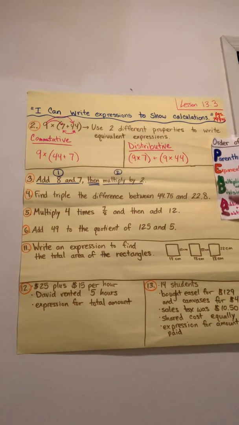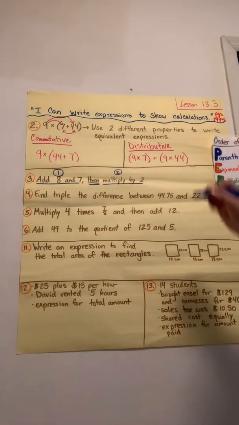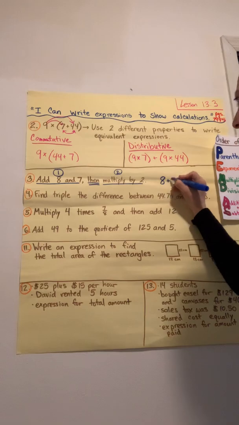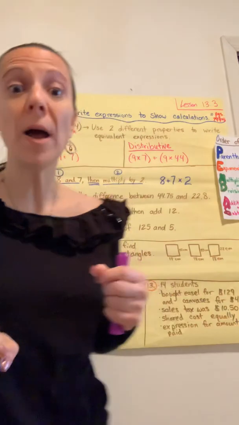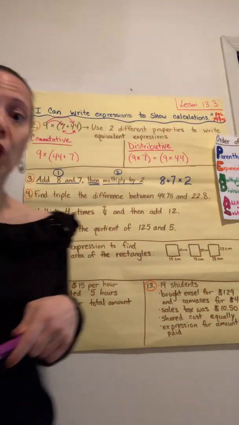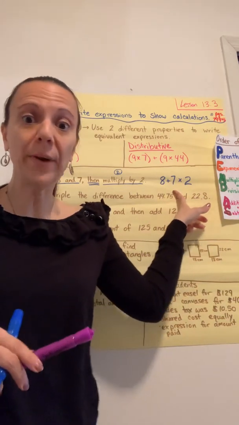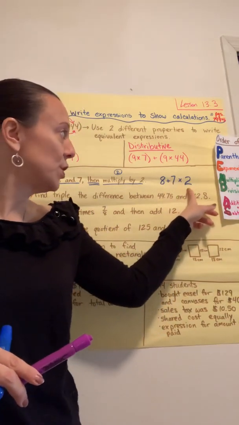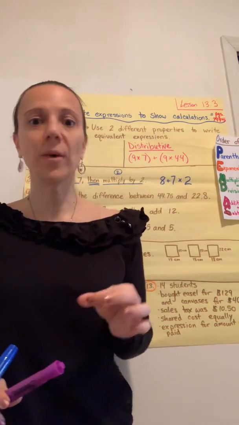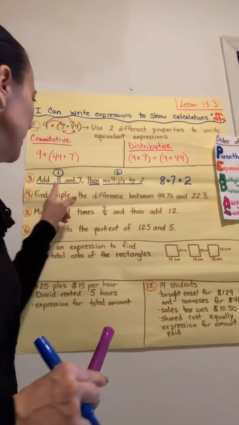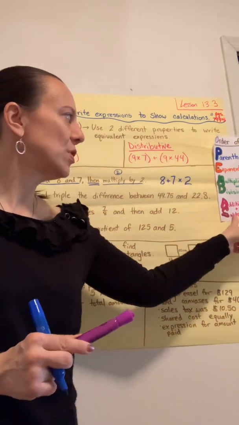This is where PEMDAS, my order of operations, comes in handy. I need this because if I just wrote 8 plus 7 times 2, just like the problem said, let's think about somebody looking at that expression. Using the order of operations, what would they have to do? If there's no parentheses, the first thing they would have to do is 7 times 2. And then add the 8. And that's not what this problem is asking me to do. This problem is asking me to add first and then multiply. That doesn't match the order of operations.